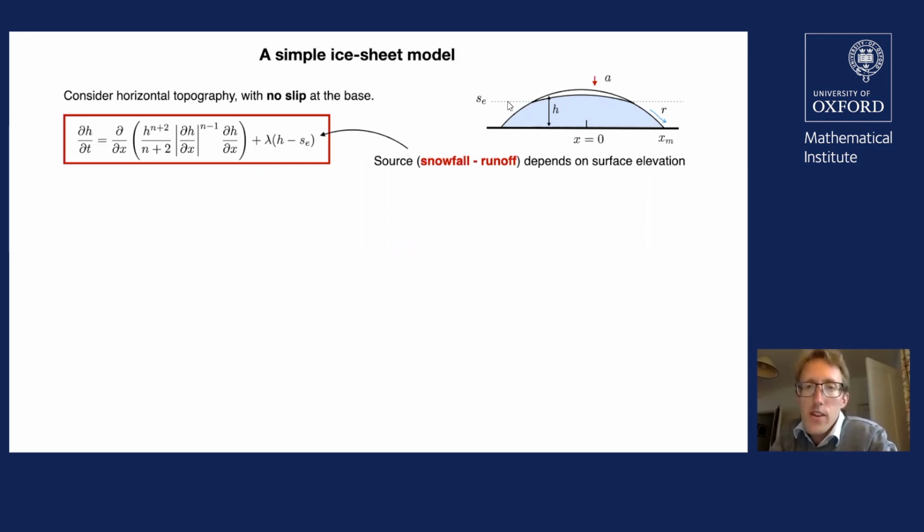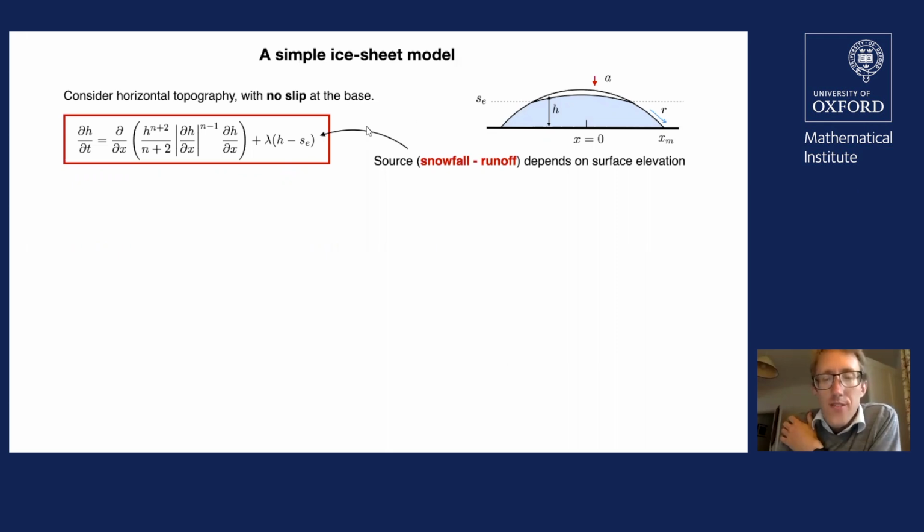So this is trying to encode this equilibrium line, which I've written at the height SE. I'm assuming that this depends linearly on the ice thickness, such that if the ice thickness is above this line, then this is positive. And if it's below, then it's negative. That's the simplest way that we can do that. And it actually turns out to be a pretty good approximation.